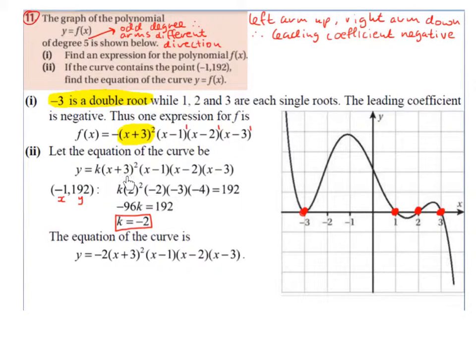And then k times 2 squared times minus 2 times minus 3 times minus 4 will give us minus 96k. This is still equal to 192. And then dividing by minus 96 on both sides, we get 192 divided by minus 96, which gives us minus 2. So k is equal to minus 2. So the equation of the curve is y equals minus 2 times x plus 3 squared times x minus 1 times x minus 2 times x minus 3.